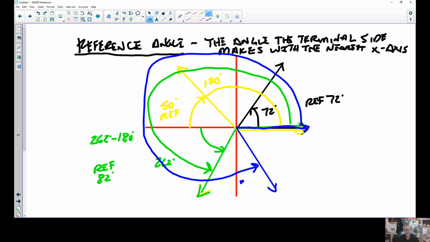So 310 degree angle. The angle it makes with the nearest x-axis would be the angle to this axis. So how do I figure that? Well, we know all the way around is 360, so 360 minus 310 will give me my reference angle. This has a reference angle of 50 degrees. All right, this idea of a reference angle is going to become critical.